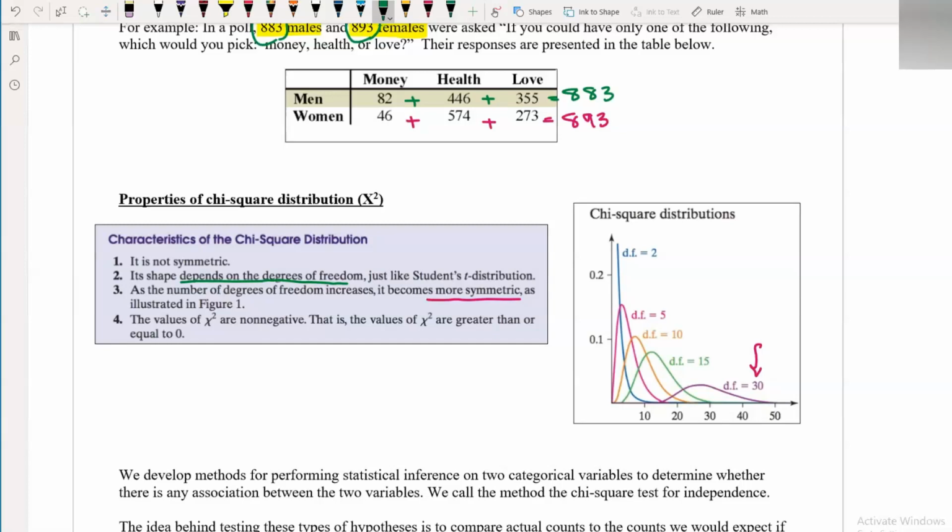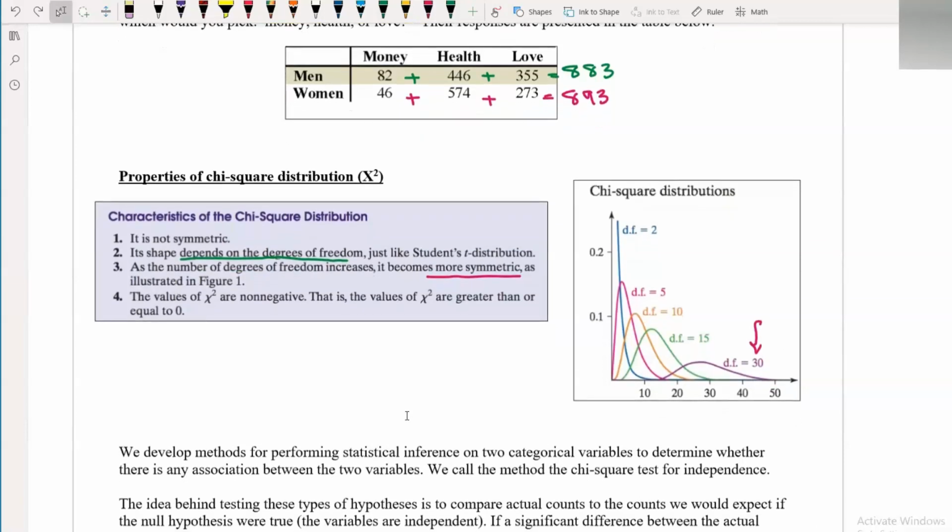And number 4, the values of chi-square are non-negative. As you can see here on the left side, I have nothing. The only part that we have is on the right side, where we have positive. So we don't have any negative number for chi-square.